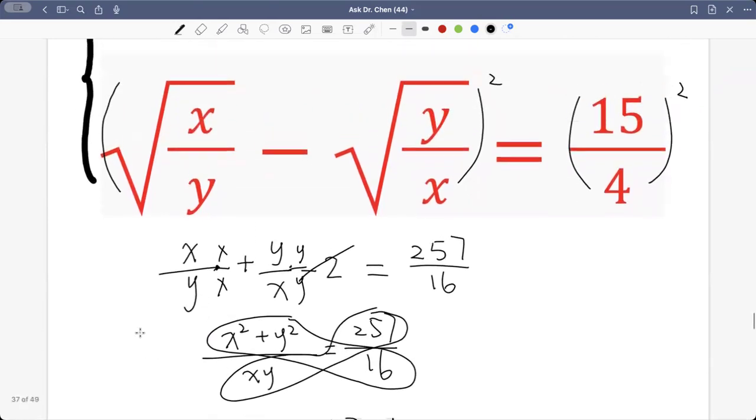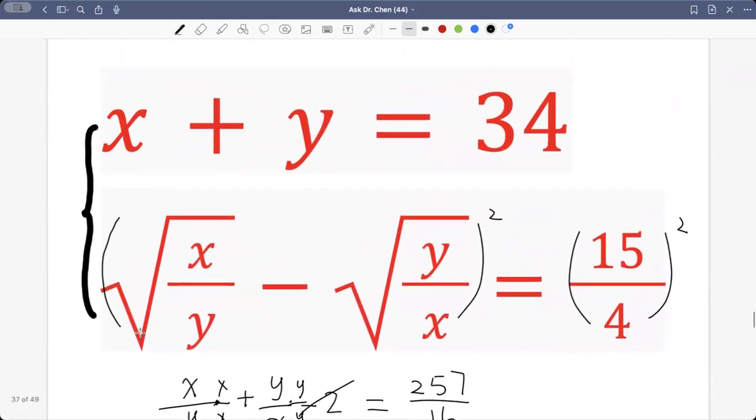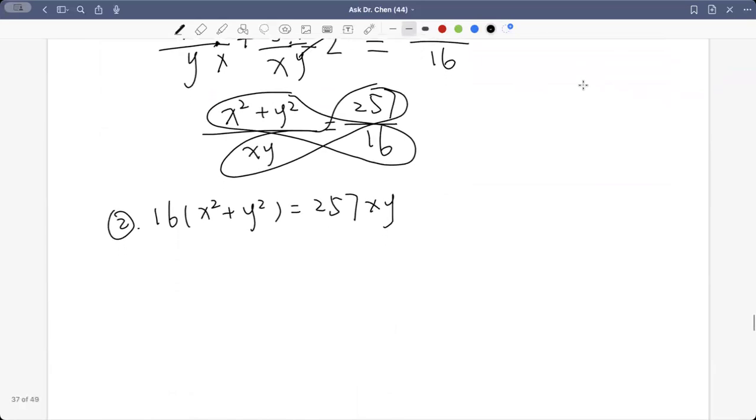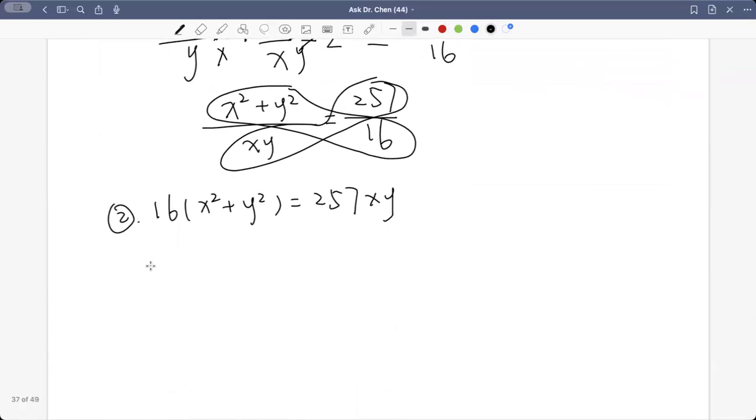Now let's go back to the first equation. The first equation also we can make into a square, right? We square both sides. So x plus y squared. Let's write this as equation 1. So we get the first one squared plus the second one squared plus 2 times the first one times the second one. That equals 34 squared.